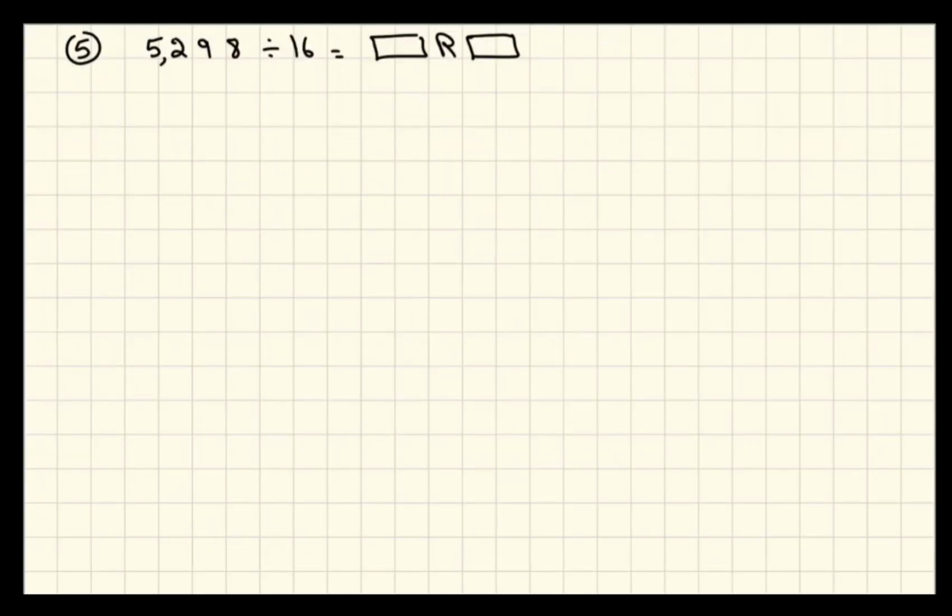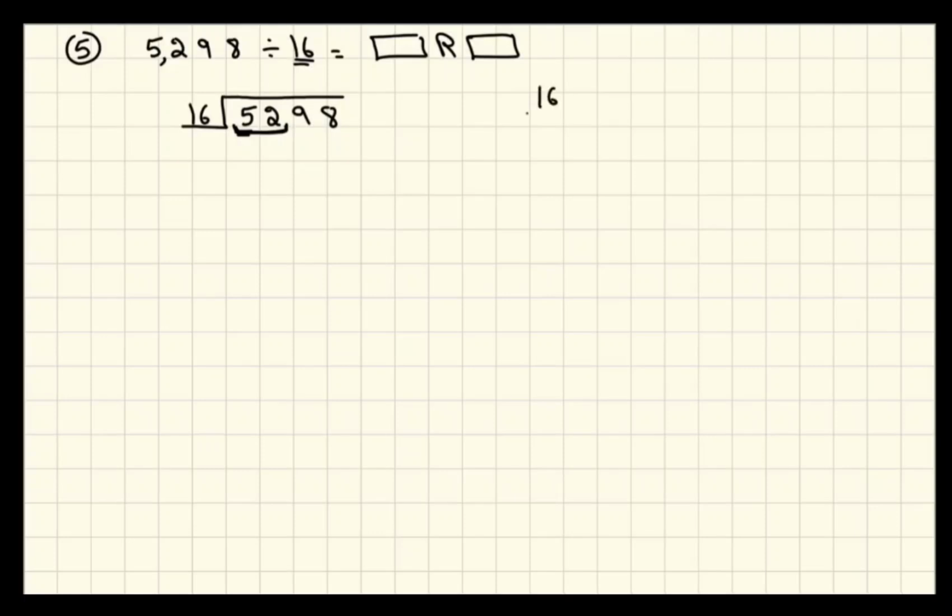Number 5. 5,298 divided by 16. So the divisor is 16. This number should go outside in the long division. And inside we write 5,298. Now, I check the 5 is smaller than 16, so I cannot take it. I should take 52 till here.